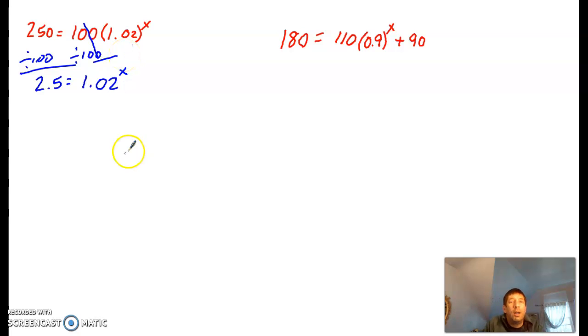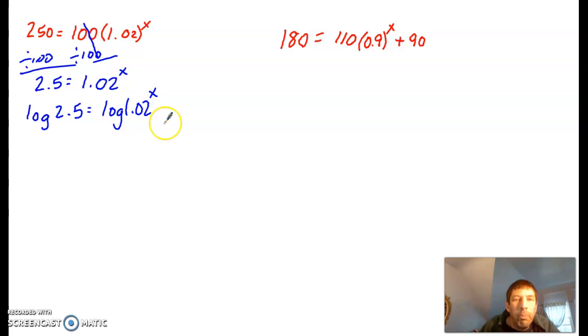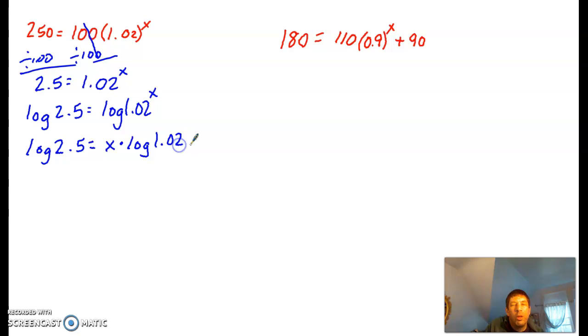Now, anytime we've got our variable in an exponent, and we need to get it down, we're going to use logs. So we can take the log of both sides. If we do it to one side, we have to do it to the other side. So if we take the log of 2.5 and the log of 1.02 to the x, the power property says that we can take that exponent and move it to the front of the log. So this is going to look like log of 2.5 equals x times the log of 1.02.